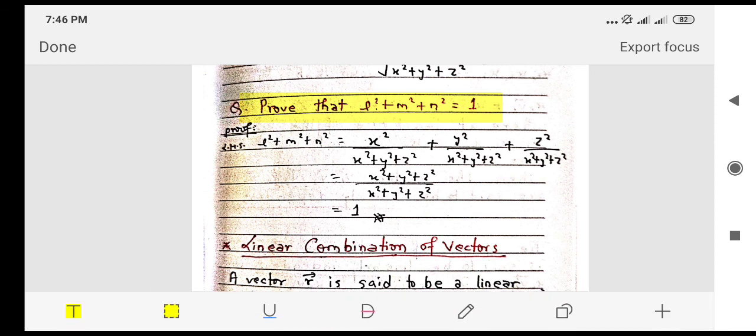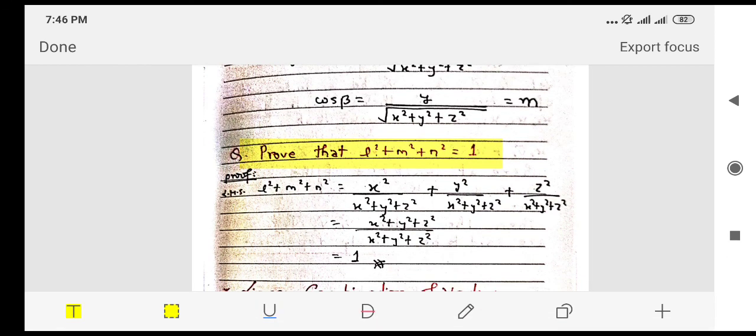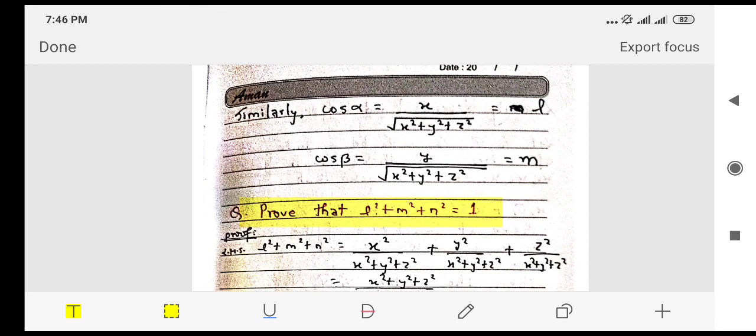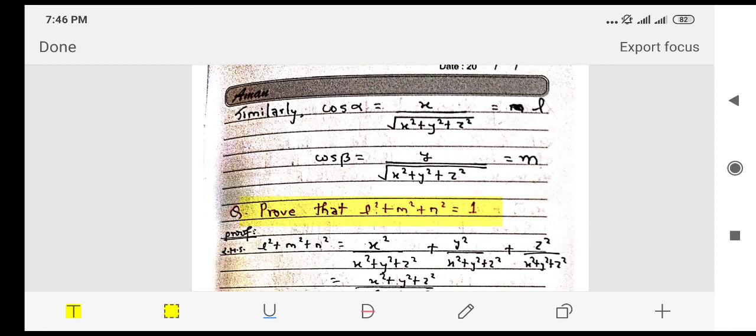So how to prove it? Let us take the left hand side: l square plus m square plus n square. Just put the values of l, m and n. What is the value of l? Please sit down if you have noted it down. You can see over here, l means x upon square root of x square plus y square plus z square.